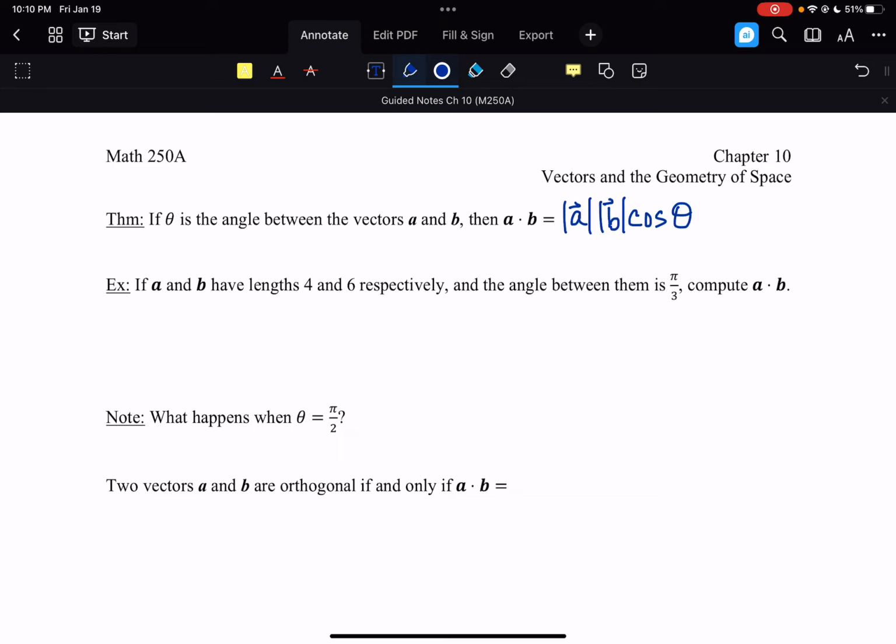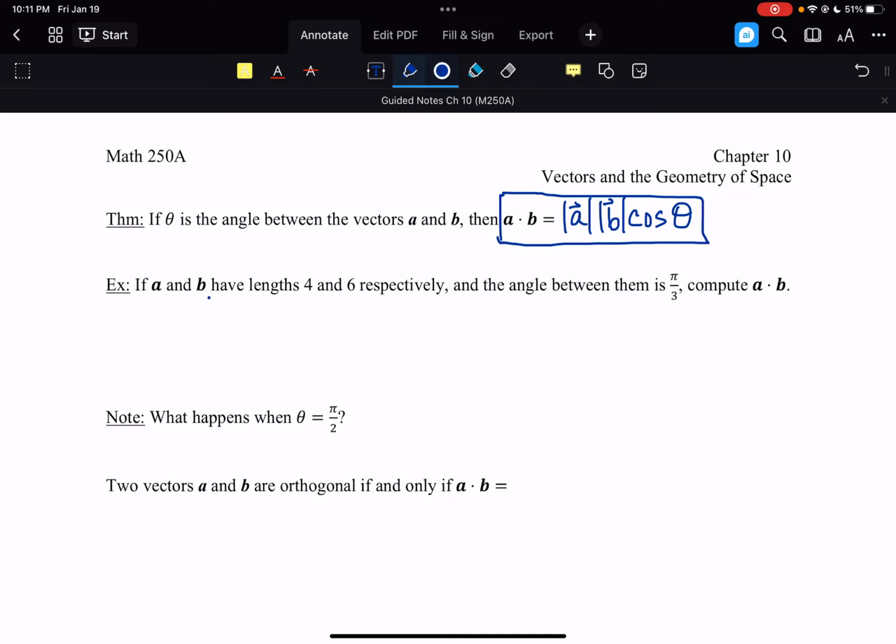So this is another formula that we can use to define the dot product, and it very much is related to the lengths of the vectors and the angle between them, right? Those are the main pieces, the length of the vectors and the angle between them.